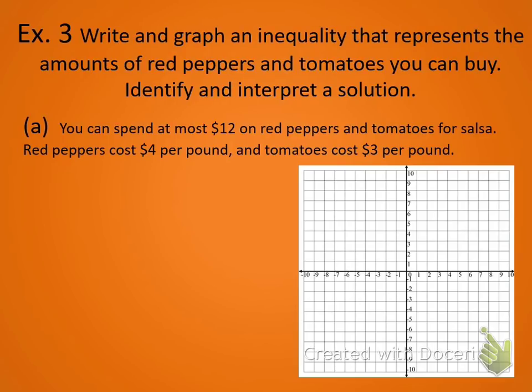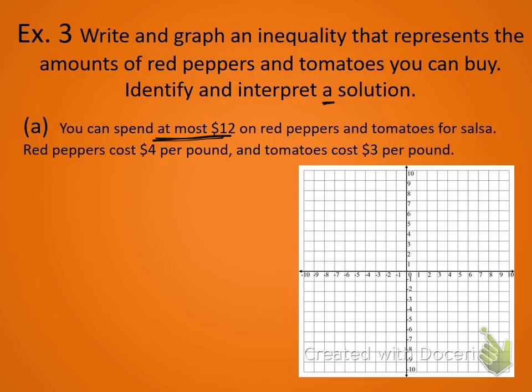Now let's look at the ever dreaded word problem. We're going to write and graph an inequality that represents the amount of red peppers and tomatoes you can buy. Identify and interpret a solution. Now notice it says a solution because with inequalities there's a lot of different solutions. Now it says you can spend at most. So pretty quick, spend at most. I cannot spend more than $12.